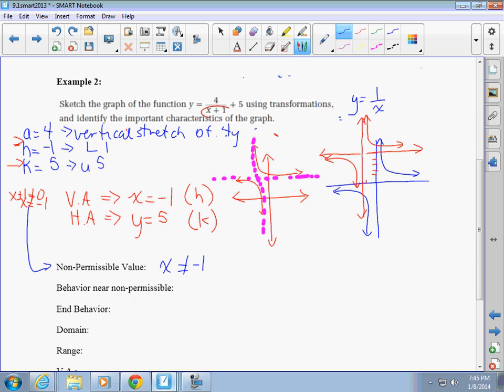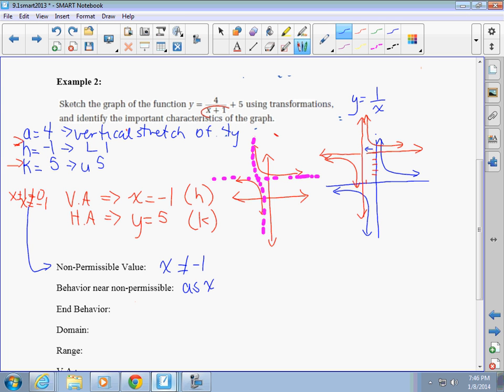My behavior near that non-permissible value, so as x is getting close to -1. So -1 is here. As x gets close to it, what's happening to my y? Absolute value of y, even though it's going down this way, but the absolute value of that is greater. If I look at it over here, on the top part of this graph, as it's getting closer this way to that non-permissible value of -1, my y values are increasing.